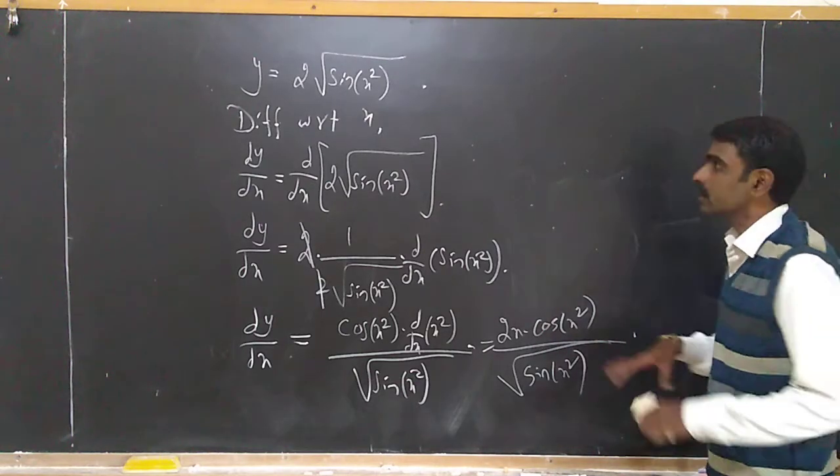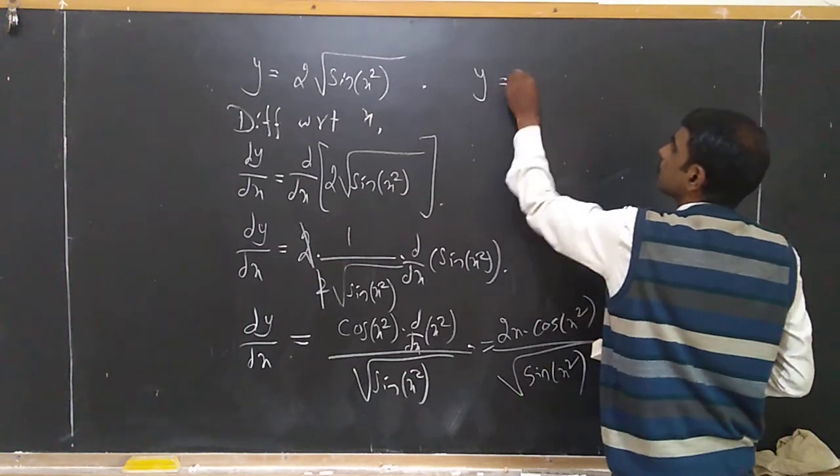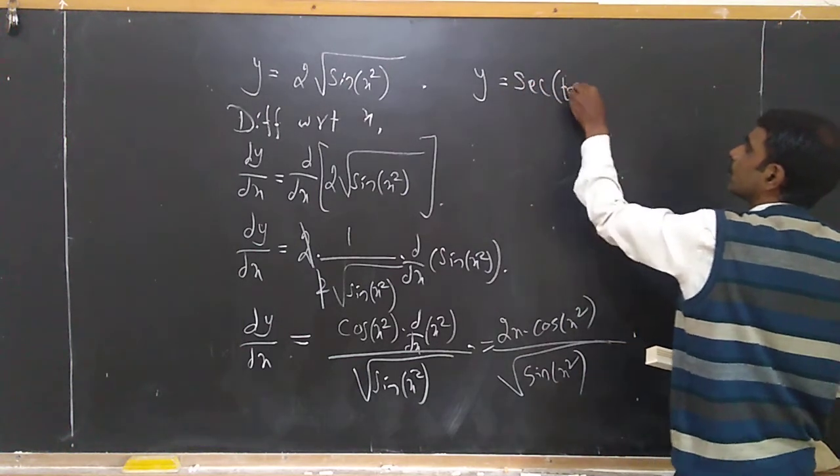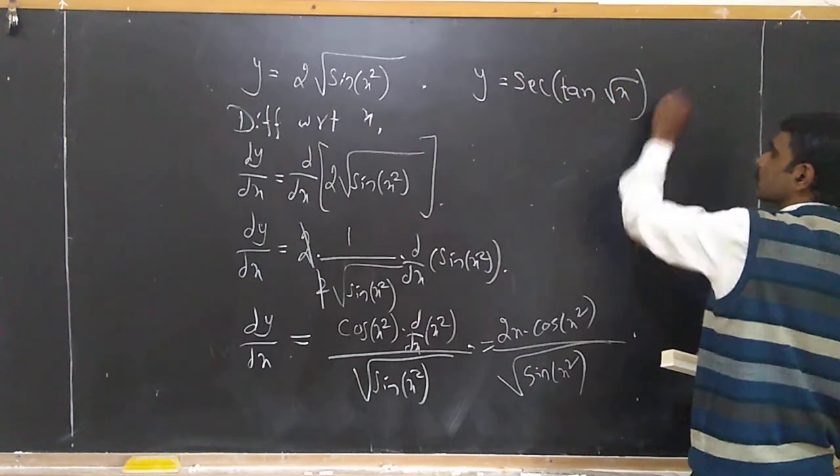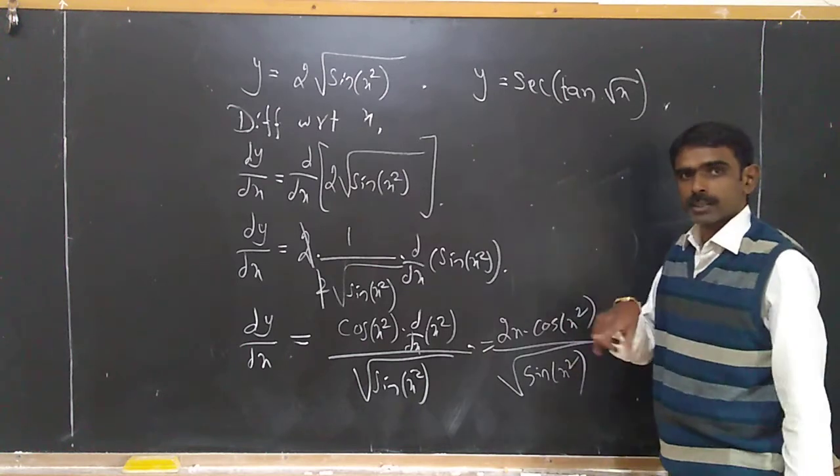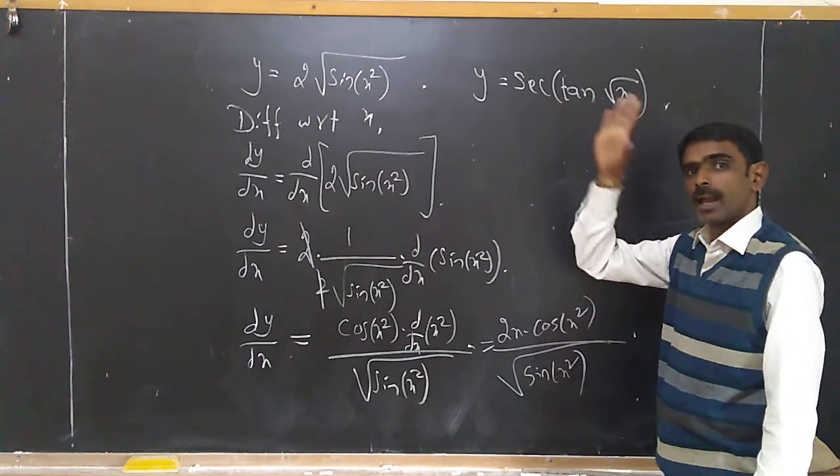So as an exercise, try this. y equals secant of tan of root x. Right? So in the next class, I will start with this example and implicit function.